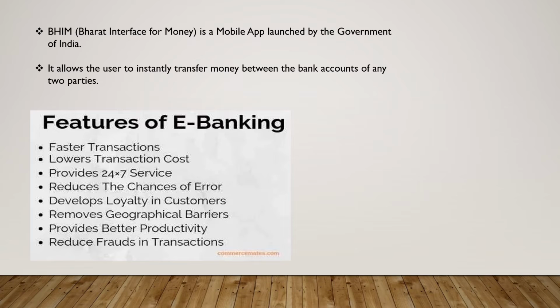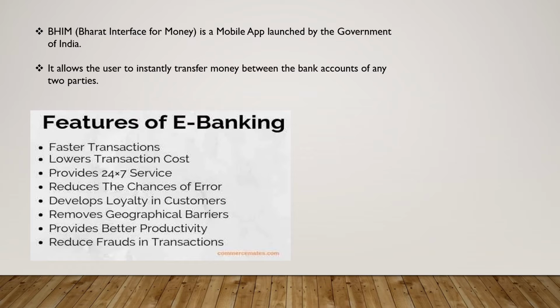Now some features are there. Faster transaction, we can transfer the amount very fast. Cost is very low, transaction cost is very low, and sometimes it is free of cost. This service is available 24 into 7, means all the 7 days, all the 24 hours of a day, this service is available, right? Chances of error are very low, right? It is a loyal service, means chances of error or chances of fraud is very less, right?